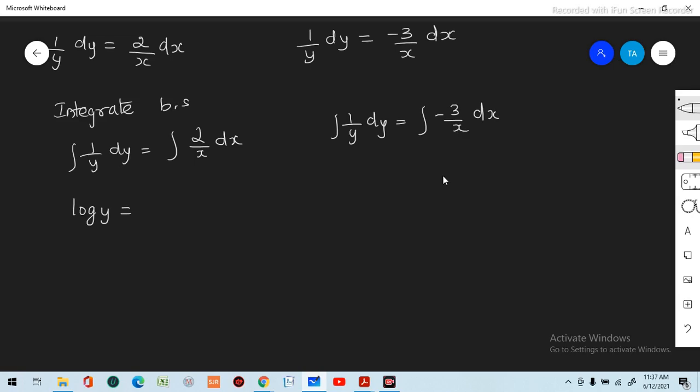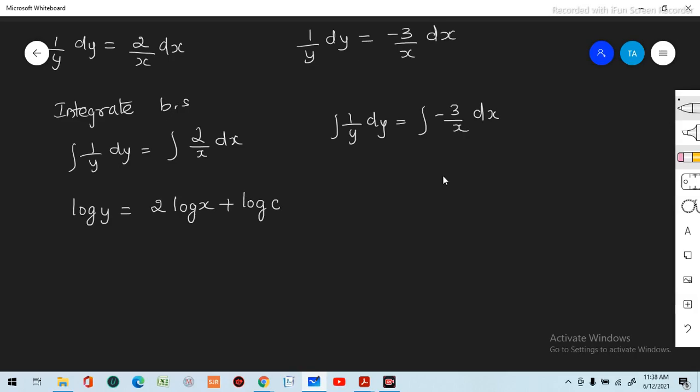Is equal to 2, a constant, I have kept outside. Integration of 1 by x is log x, plus, here you can take log c, because I want the solution in terms of y and y is along with the log, so the constant can be written in terms of log. Is it fine? So I have written log c.